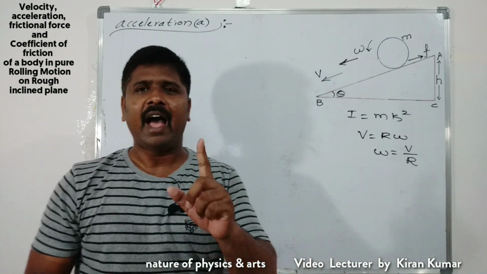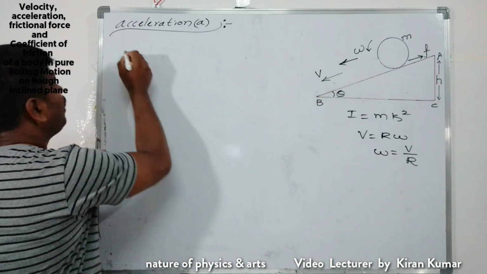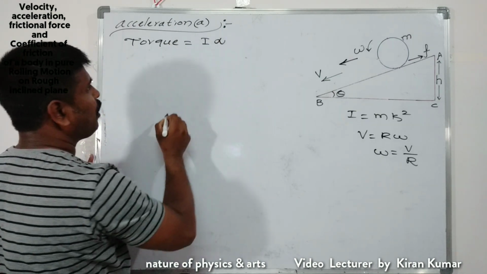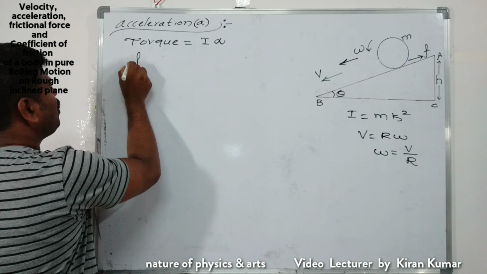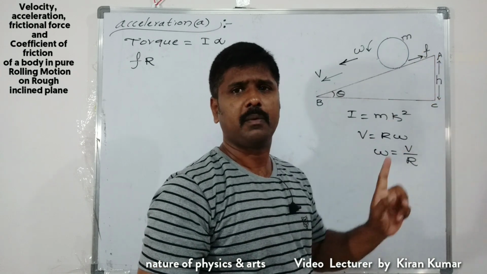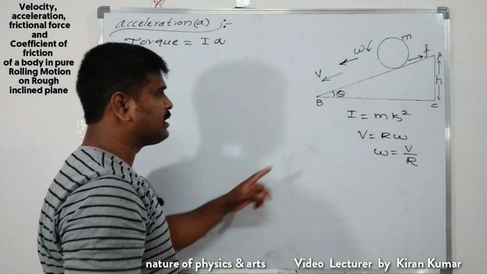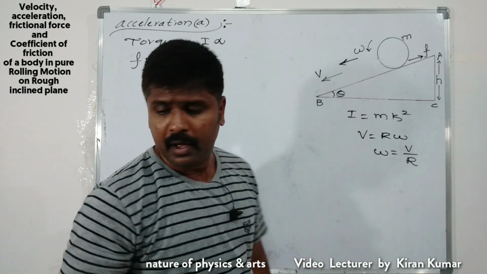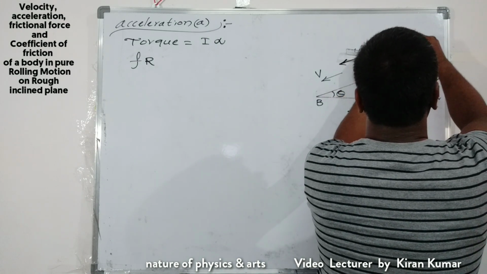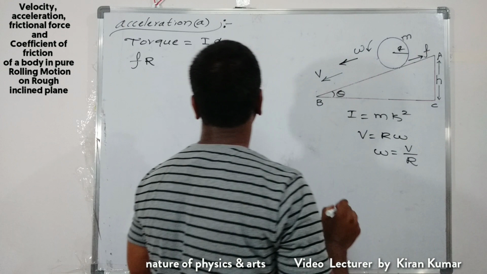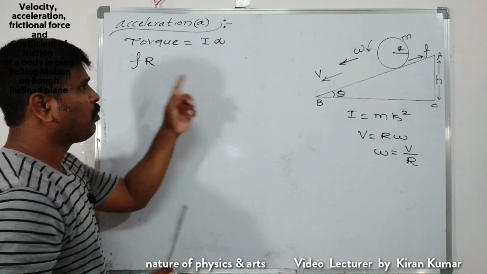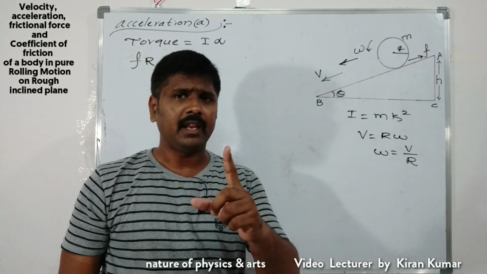For this, the torque acting on a rolling body: torque is equal to Iα. Actually, torque is equal to force into perpendicular distance. The force here is the frictional force, and in Iα, I is the moment of inertia, r is the radius. So here we can take this is the center and this is the radius. Torque is equal to force into perpendicular distance. Here the frictional force and radius are mutually perpendicular, so sin θ is equal to 1.